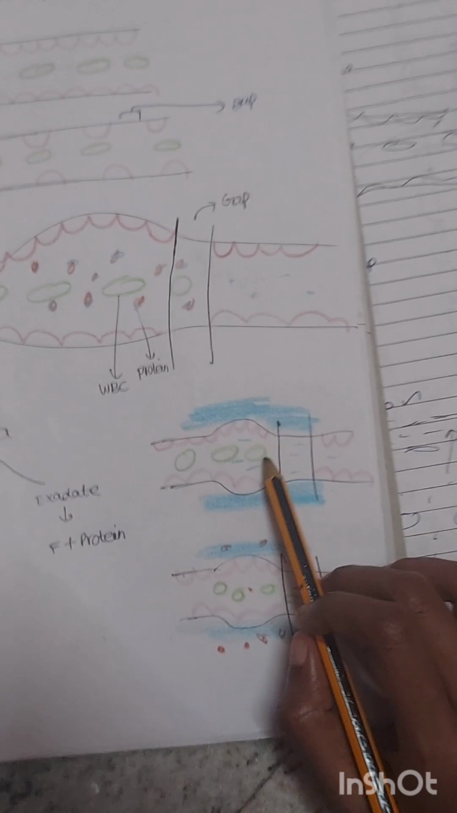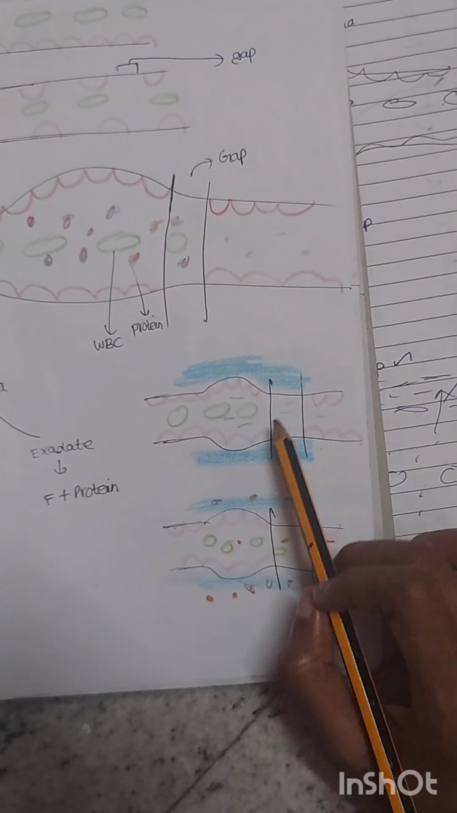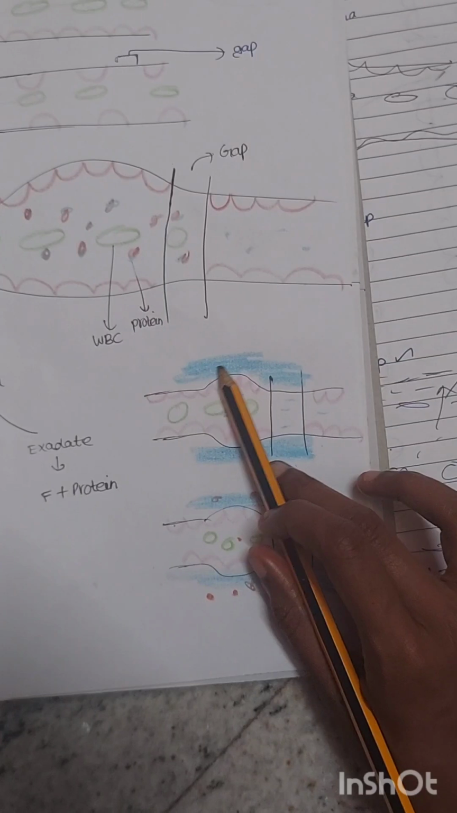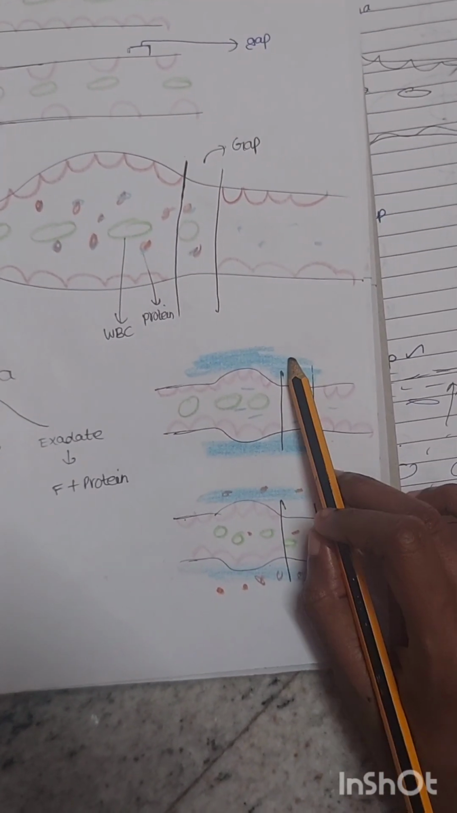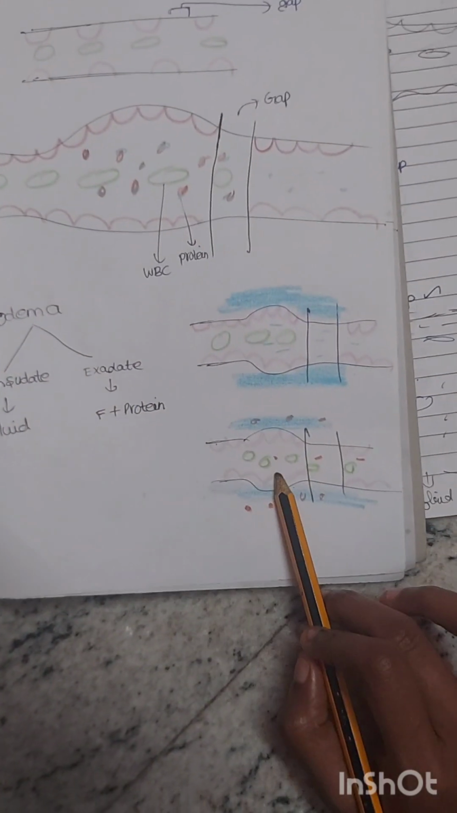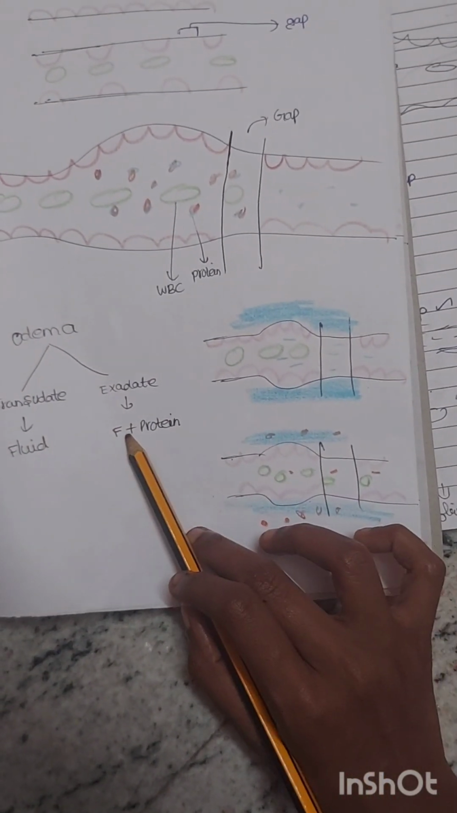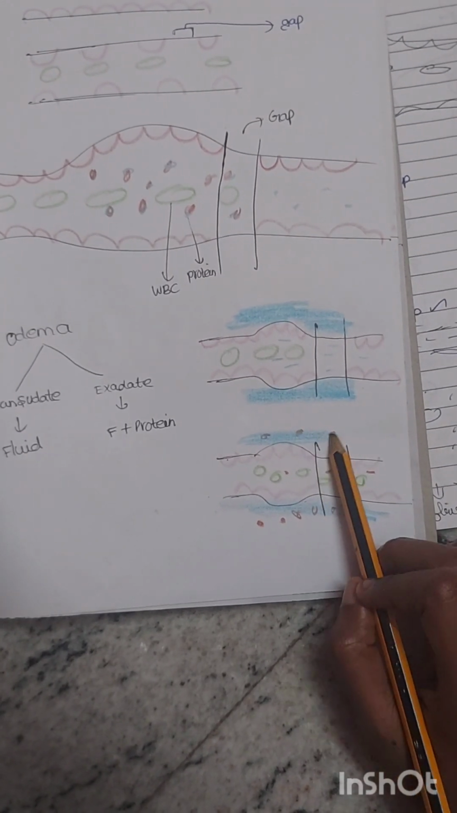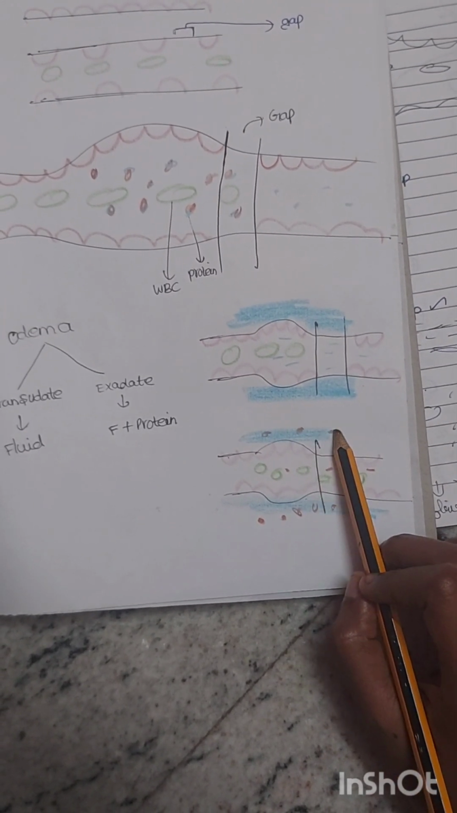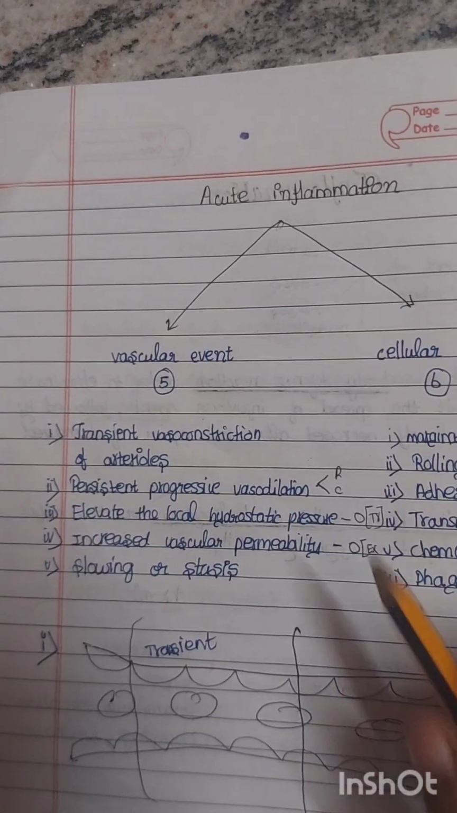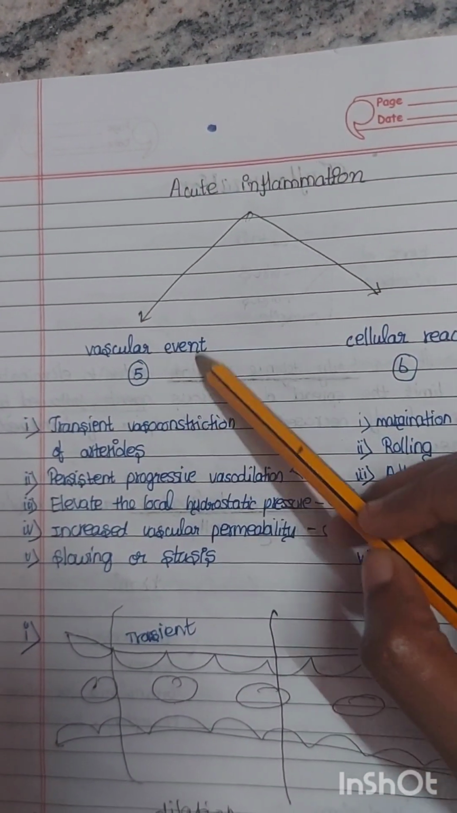See, look at this diagram. Here the gap is present. Here only the fluid alone, this blue color is fluid, only this fluid came out. So this is called transudate edema. And the other is where fluid and protein both come out. See, look here, this red color is protein. So fluid also came out and protein also came out. So this is called exudate edema. So these are the 5 steps of vascular events.